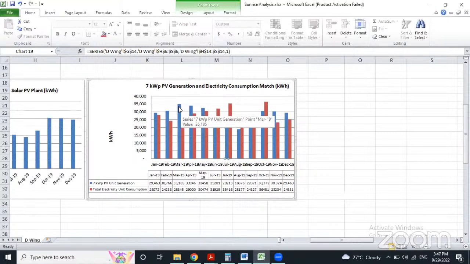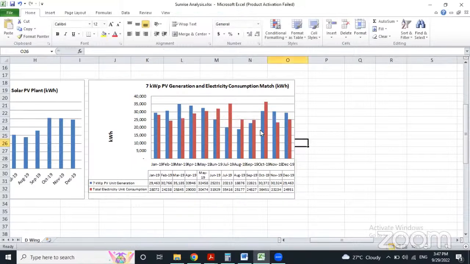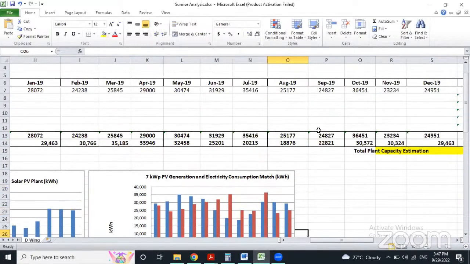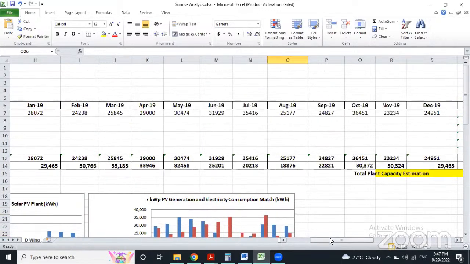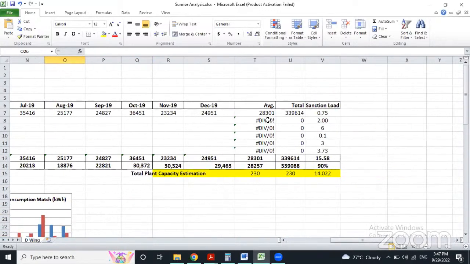In April, May, the temperature increases, and the increase in temperature means the temperature coefficient loss factor comes into the picture. So considering all this, as you can see, when you take the average, you get approximately this much units of generation, which we have been calculating monthly.